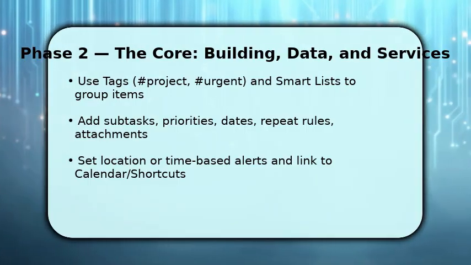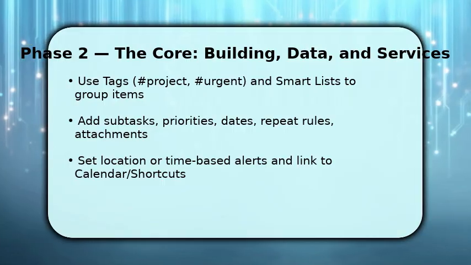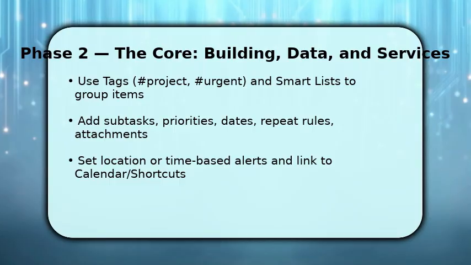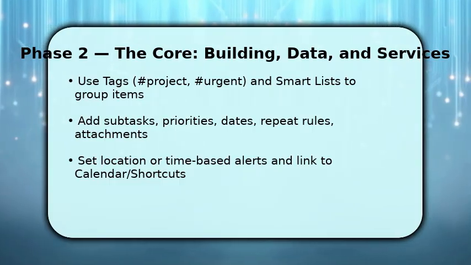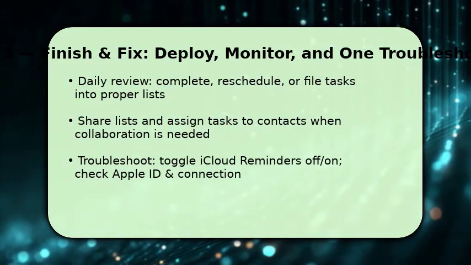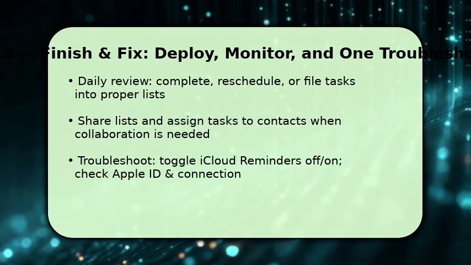Use location and time triggers for hands-free alerts, and link key reminders to calendar or shortcuts for notifications and cross-app workflows. Make sure each list has a clear purpose. This reduces noise. Finish by doing a quick review routine. Sweep completed items, reschedule what's delayed, and file anything that belongs elsewhere.